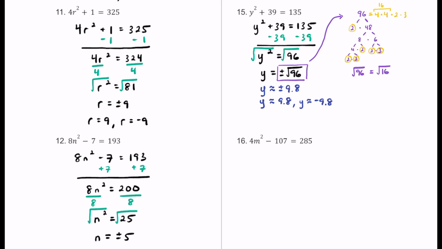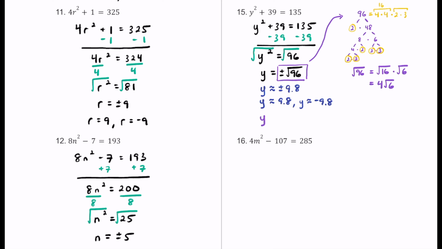And these 2 and 3 that are left over here, they didn't really have pairs, so if you just multiply them back together, they make 6. So that hopefully makes sense because 16 times 6 is 96. So we just broke up 96 into 2 factors, one of them being a perfect square. Okay, the square root of 16 is just equal to 4, so we can write 4 root 6. And that's the exact simplified version of the square root of 96.